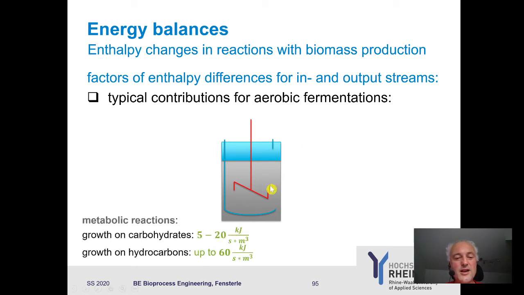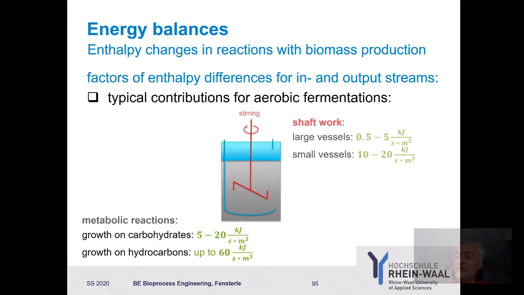And so we have, of course, the reaction itself. So the growth on carbohydrates, this is the heat of reaction. We are in the range of 5 to 20 kilojoules per second per meter cube. So this is quite high. So if it takes longer, you produce more and more energy. Growth on hydrocarbons, we are in the range of 60 kilojoules per second per meter cube. So of course on hydrocarbons, you have a higher degree of reduction, and therefore you produce way more energy. So this is the heat coming from the reaction.